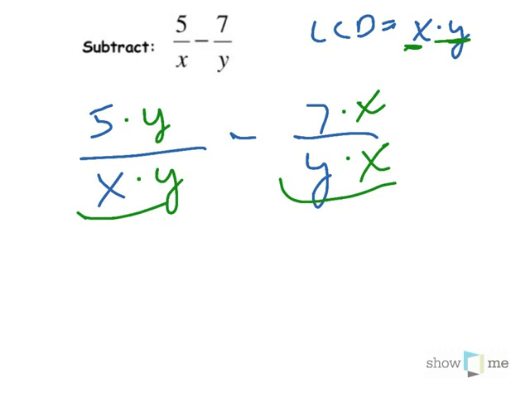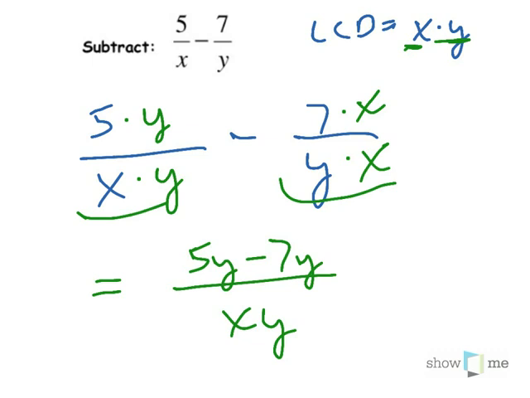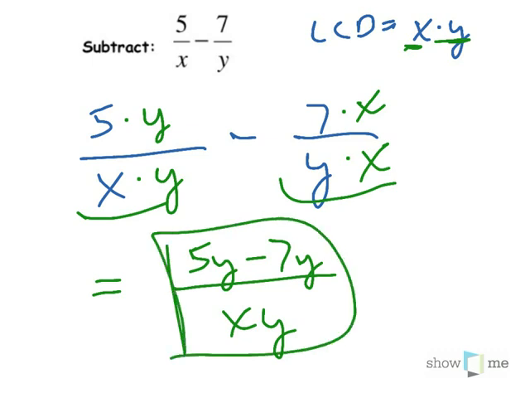So when I go ahead and put this all under the same denominator, the denominator is just x times y. I get a 5y from the first fraction minus a 7y from the second fraction. So that is my final answer. I have now subtracted those two rational expressions.